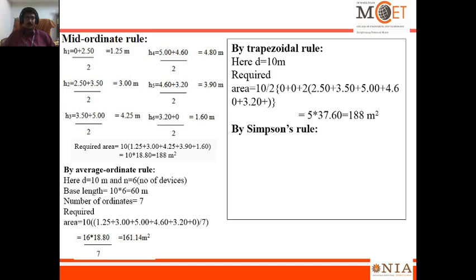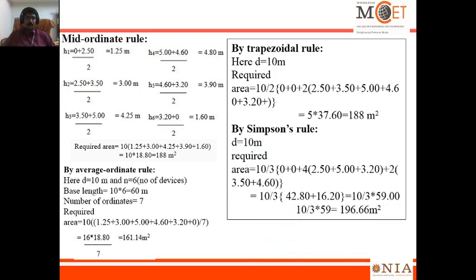By Simpson's rule, for the same data, since an odd number of ordinates is available, Simpson's rule is applicable. The required area is equal to d by 3 into first and last plus 4 times even ordinates plus 2 times odd ordinates. If you substitute those values, you obtain the value as 196.66.